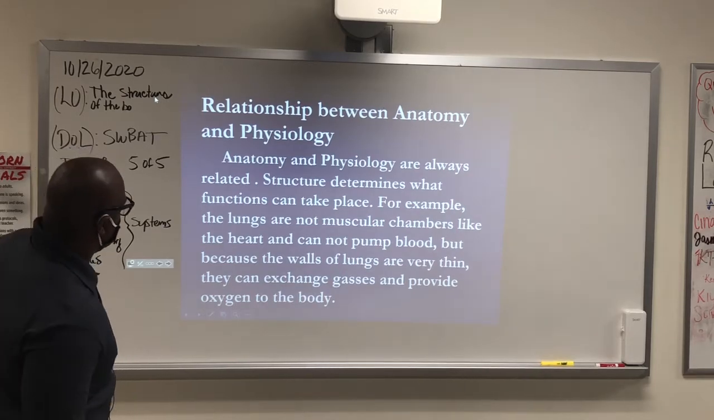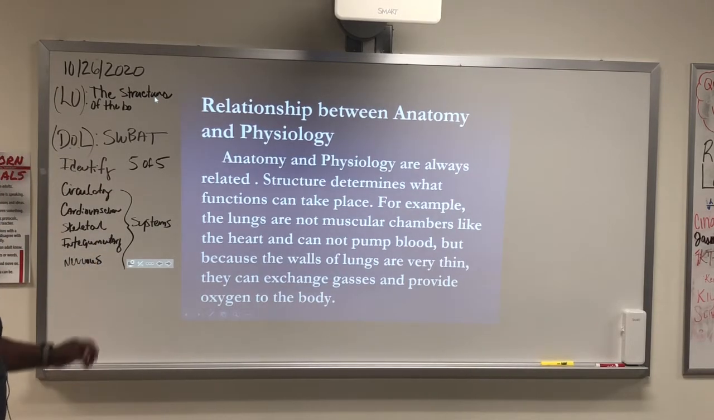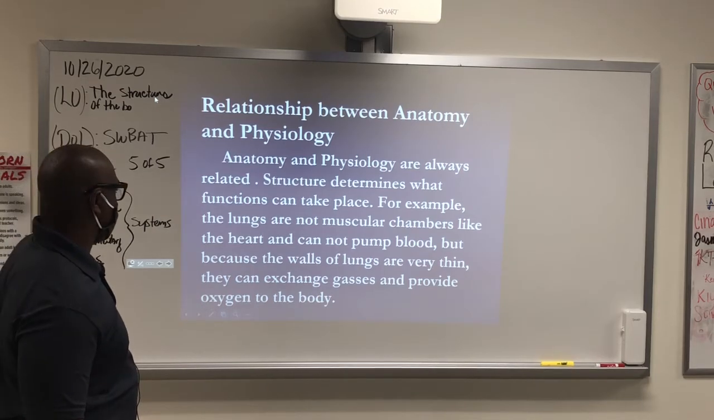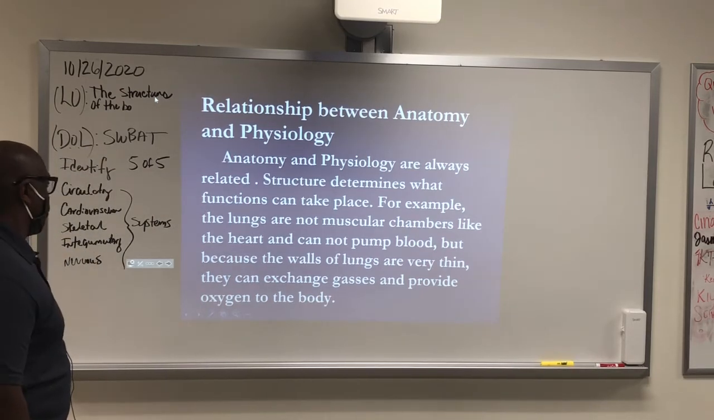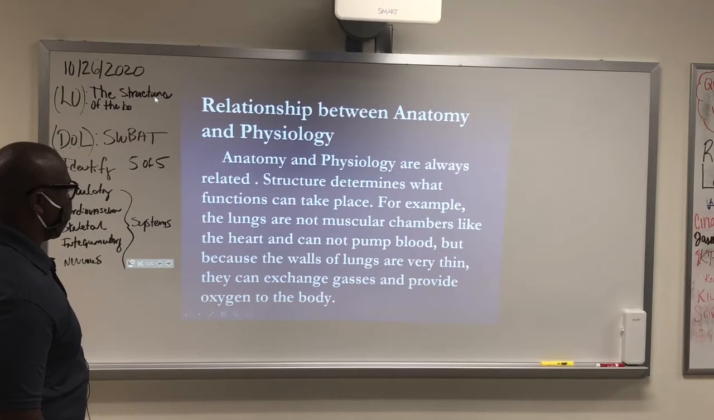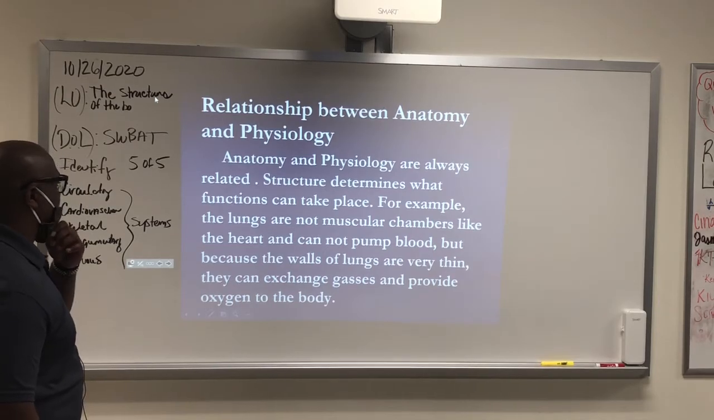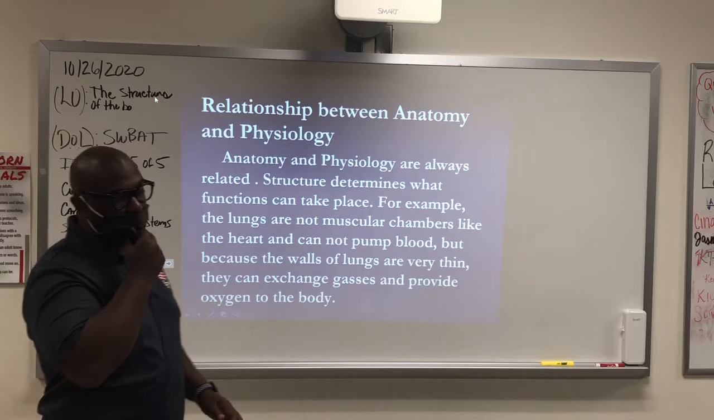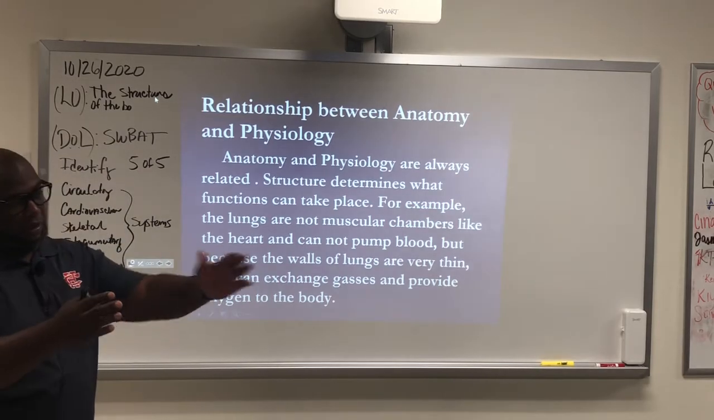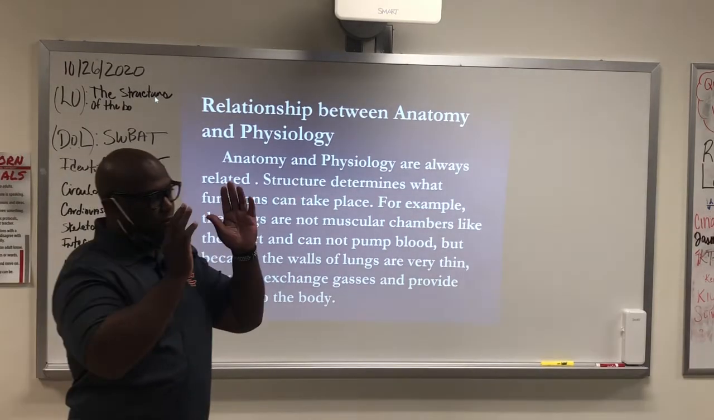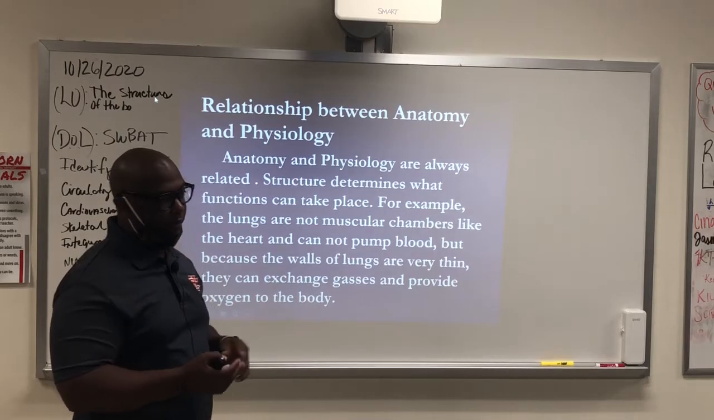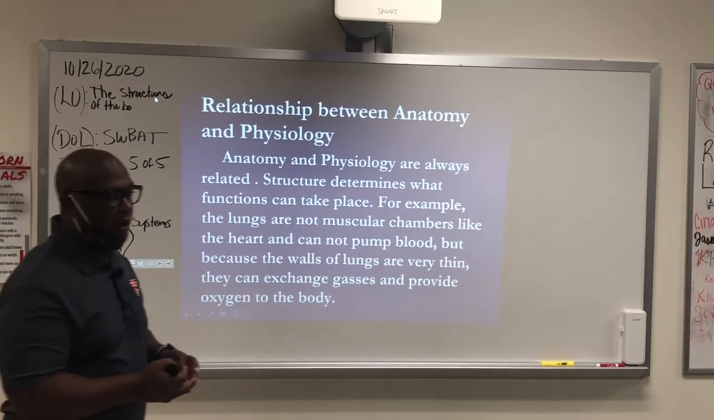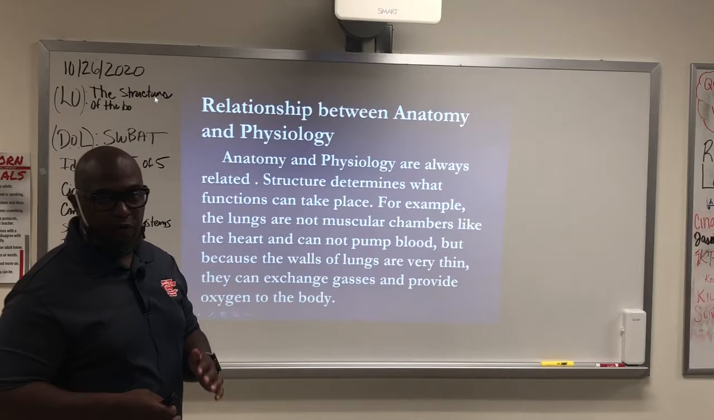Relationship between anatomy and physiology. Anatomy and physiology are always related. Structure determines what functions can take place. For example, the lungs are not muscular chambers like the heart and cannot pump blood, but because the walls of the lungs are very thin, they can exchange gases and provide oxygen to the body. So later on, we'll go over each section of the body. We'll go over respiratory, we'll go over integumentary, we'll go over all those things.